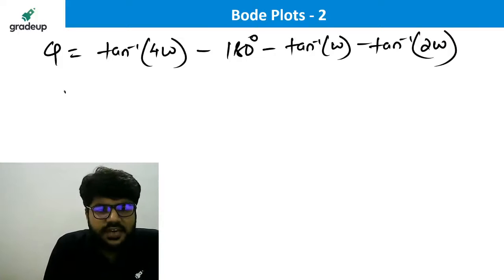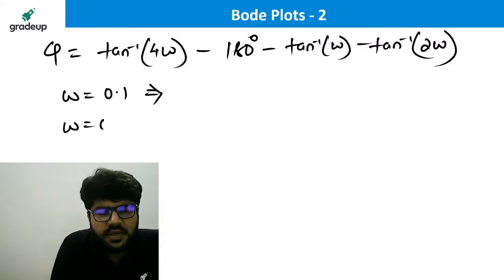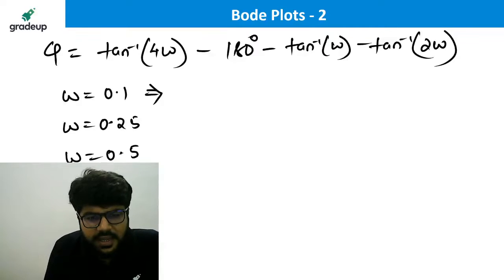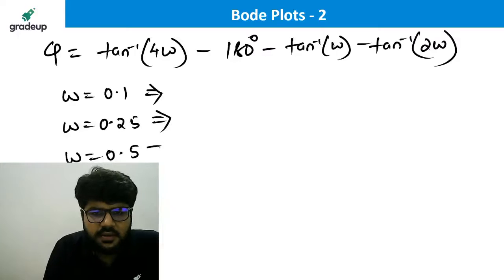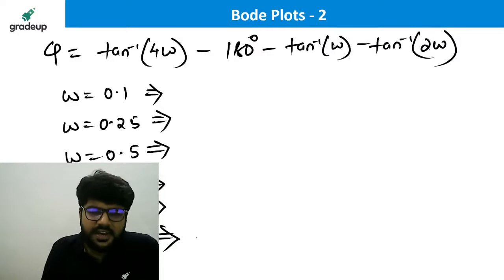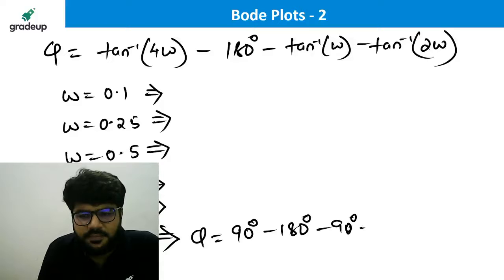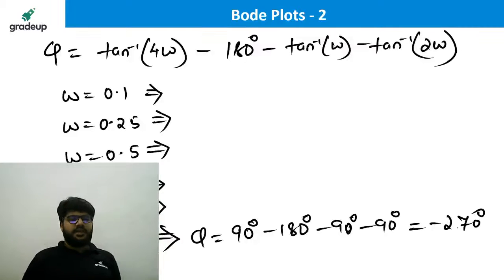Now let us calculate this phase at some frequencies. For example, 0.1 as the starting frequency, first corner frequency 0.25, next corner frequency 0.5, next corner frequency 1, then let me randomly take 10 and then proceed towards infinity. Let us start calculating the phase at these points. At infinity, the phase is tan inverse infinity, 90, minus 180, minus 90, minus 90, so it is minus 270, the final angle is minus 270.